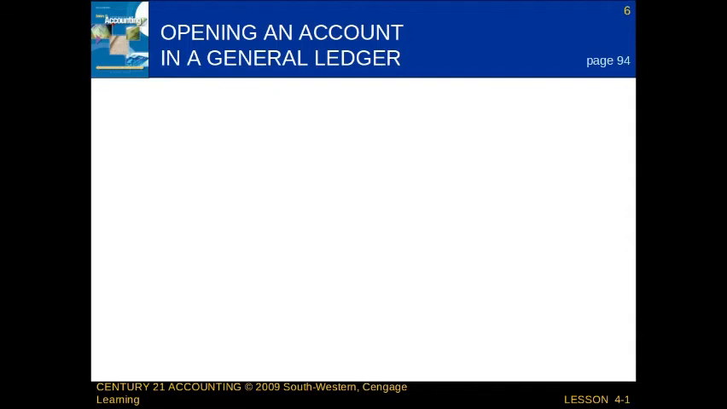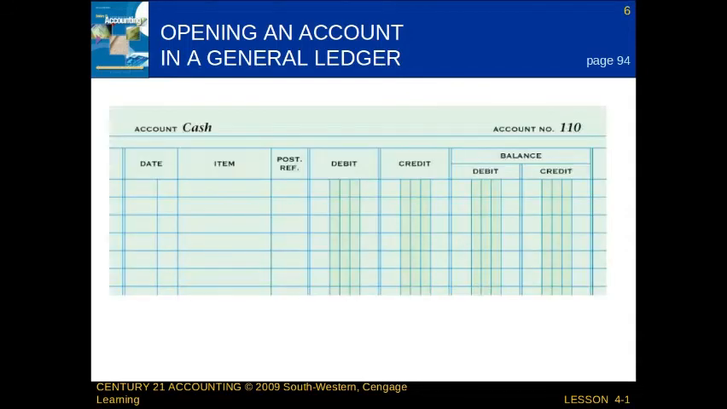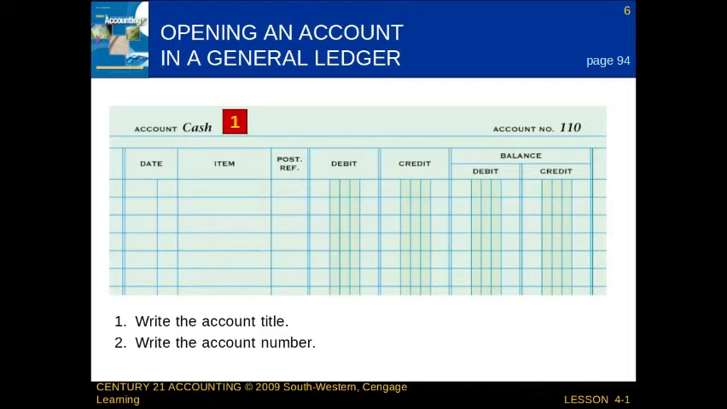And finally, we'll be talking about opening an account in a general ledger. So when we open an account in a general ledger, all we do is we write the name of the account, and then we write in the account number. So we write the account title first, and then we write in the account number.